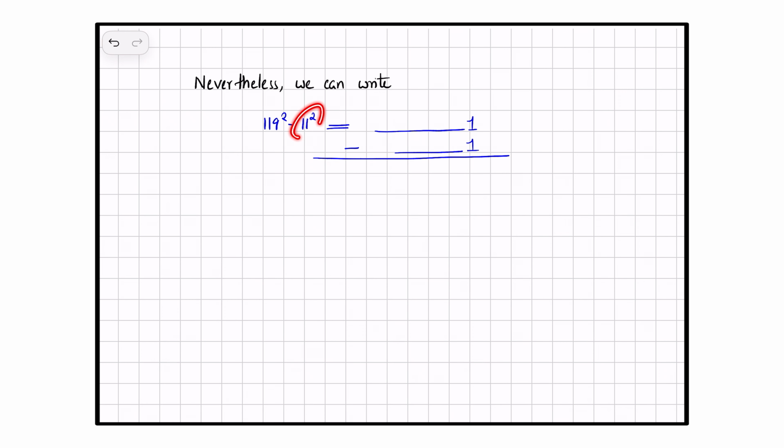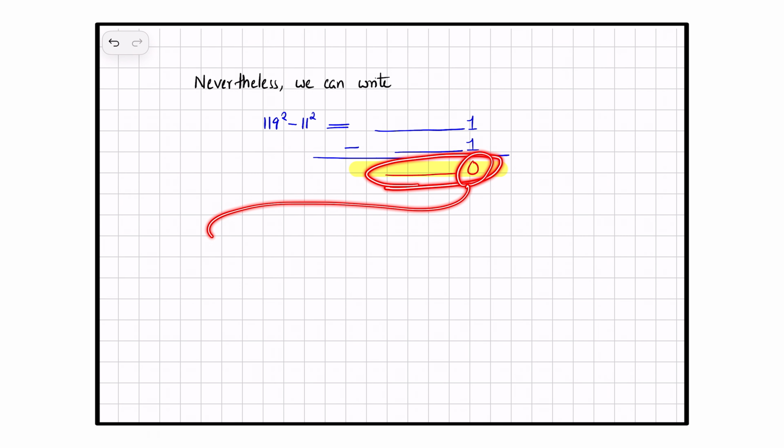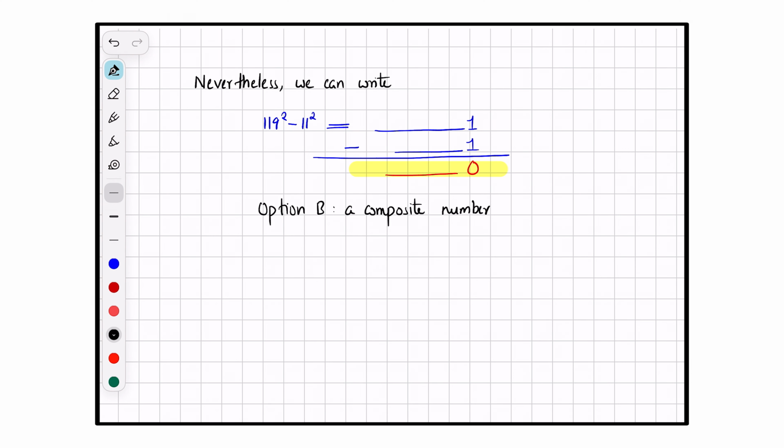So when we subtract 11 square from 119 square, like we are doing here, we will get a value as some number ending with the digit 0, that means it is going to be an even number. So option A and C are going to be wrong because it is not a prime number, and option D is wrong because it is not an odd number. The final answer is option B, a composite number.